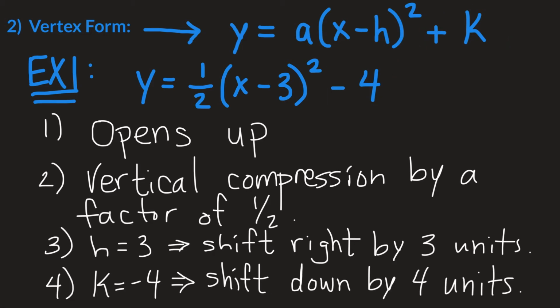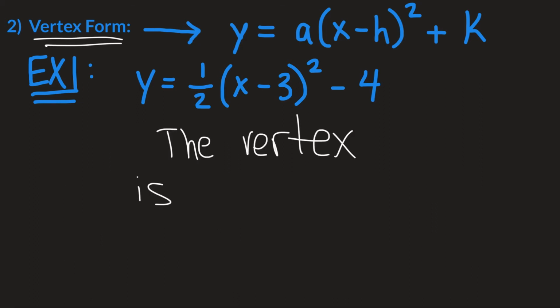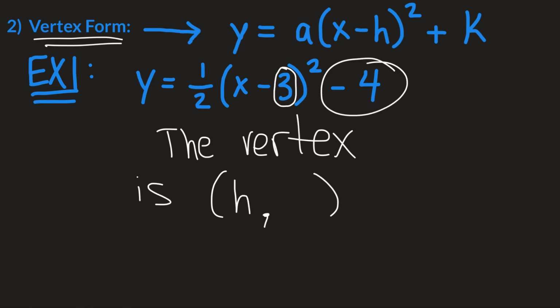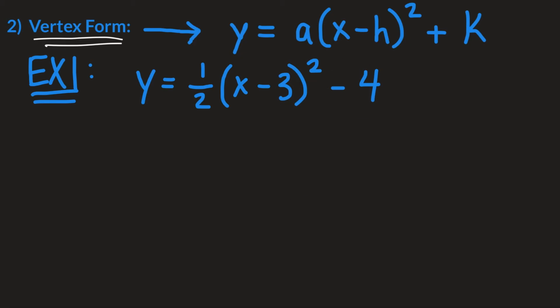This is called vertex form because you should be able to look at this equation and tell me what the vertex is immediately. Since this parabola shifted right by 3 and down by 4, the vertex of this parabola is (3, -4). We could then easily graph this parabola using a table of values.